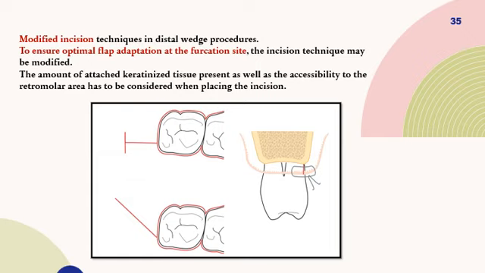In the maxillary molar area, we usually use modified incision techniques to ensure optimal flap adaptation at the furcation site. Look, in the mandibular area, we do not have a furcation at the distal site, right? The furcation only exists at the buccal and lingual. But in the maxillary molar region, the furcation is in the distal. So if I place my incision in the distal exactly at the furcation entrance, this could cause a problem. To ensure the best possible flap adaptation at the distal furcation site, I can place my incision more palatal.